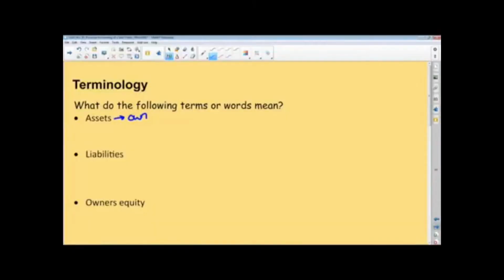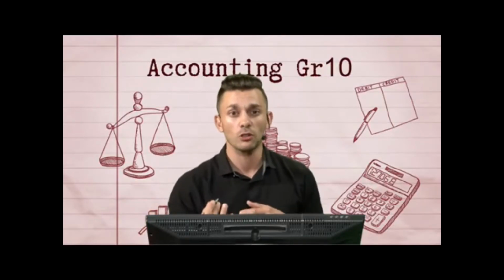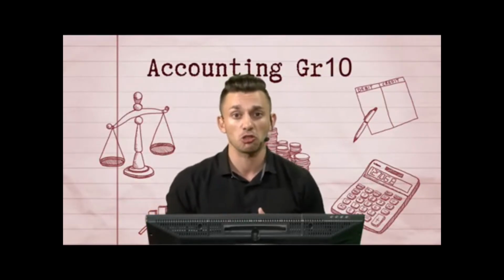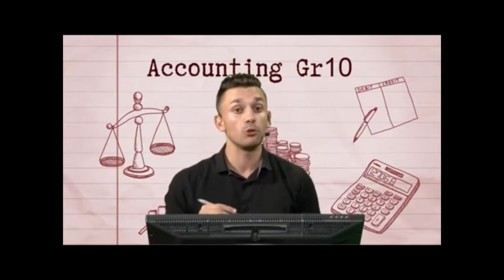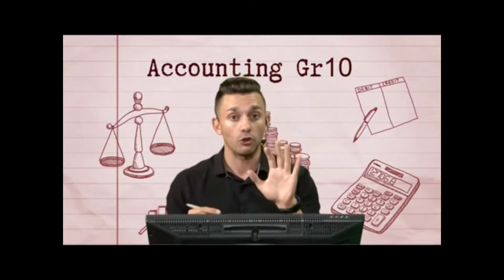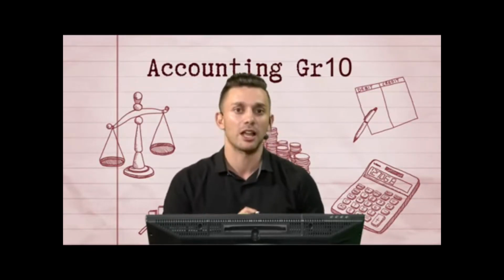Now let's look at liabilities. That's completely the opposite of assets. Liabilities are stuff that I owe. So I, the business, owe different individuals, maybe institutions, other companies, but again, we'll split them in two. We'll have your non-current liabilities and your current liabilities.